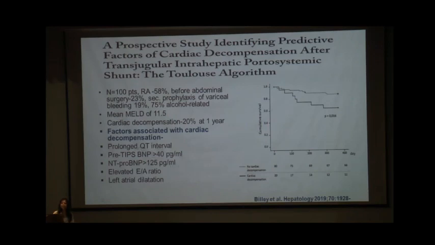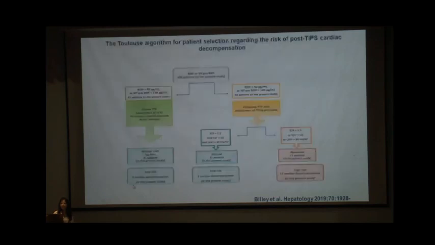The factors that were associated with cardiac decompensation included a prolonged QT interval, a pre-TIPS BNP level above 40 or an NT-proBNP above 125, an elevated E by A ratio, and left atrial dilatation.